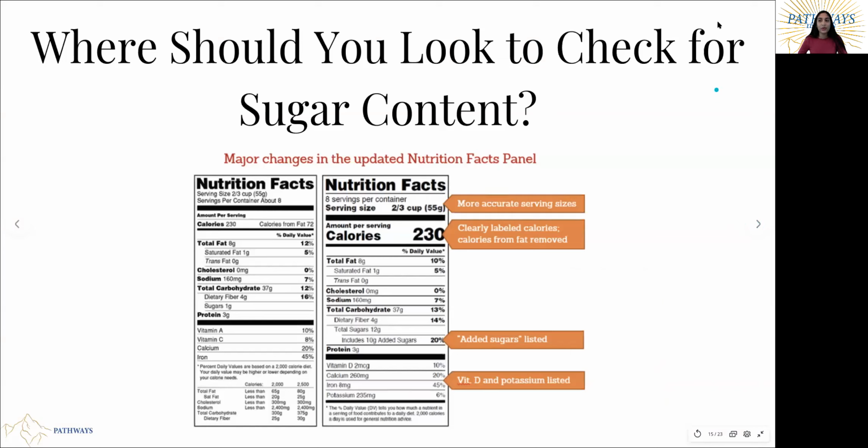So now that you've learned about this, where should you look to check sugar content? Well, the first place that you should look is the nutrition label on the food that you're eating. There have been major changes made in the nutrition labels, and we can compare them right here.